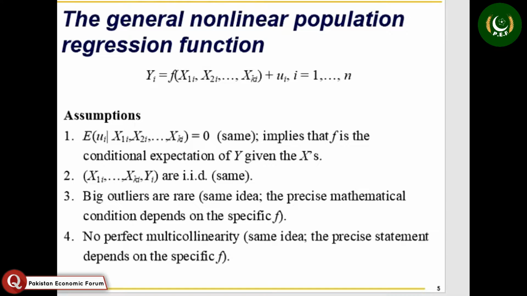The assumptions are the same: u and x are independent, meaning the covariance between x and u is 0, (x, y) are IID, and big outliers are not allowed. You can watch my previous videos. No perfect multicollinearity, though a moderate level of multicollinearity may be there.